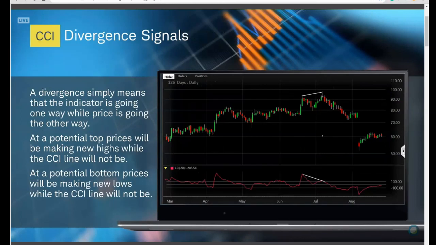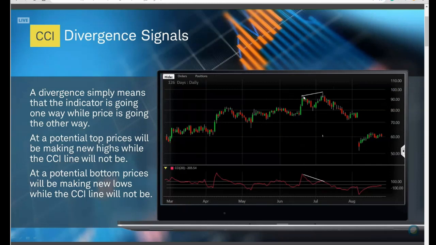And then finally, we talked about divergence analysis. Divergence analysis is not by any means unique to the CCI. You can use it with a lot of momentum type indicators. And all a divergence analysis says is usually, as we see, the CCI tracks the price, right? We go up, the CCI goes up. We go down, the CCI goes down. We go up, the CCI goes up.